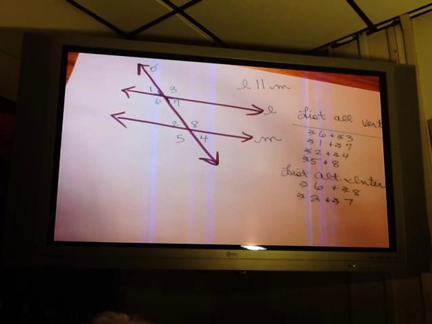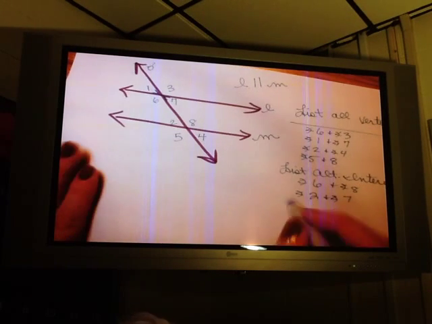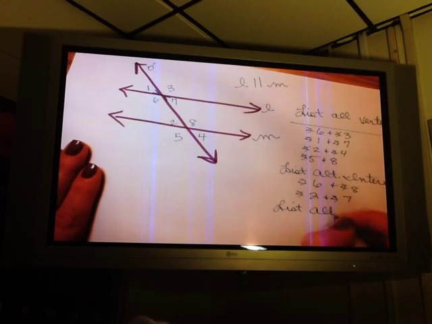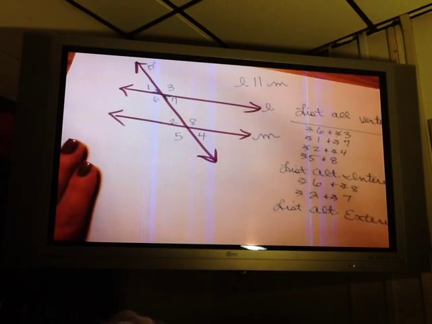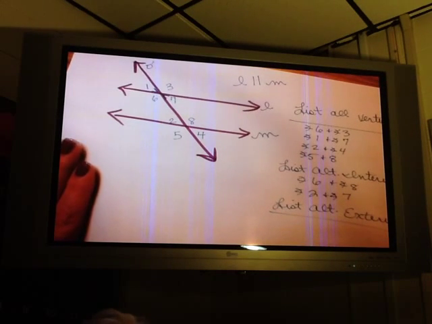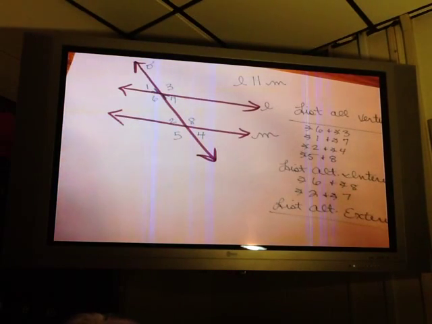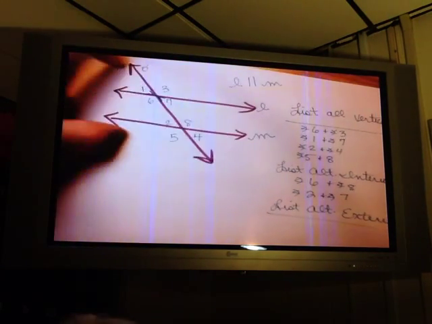Alternate interior. Since we're looking at those, let's look at the alternate exterior now. Alternate exterior would be, looking at the outside now, trying to find the ones that match up and have the same size that are on the outside.